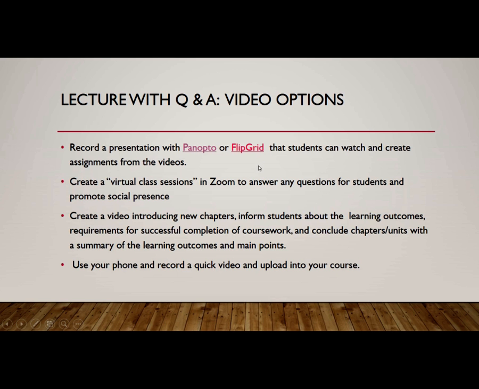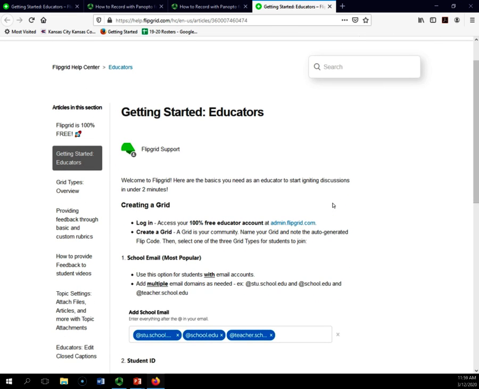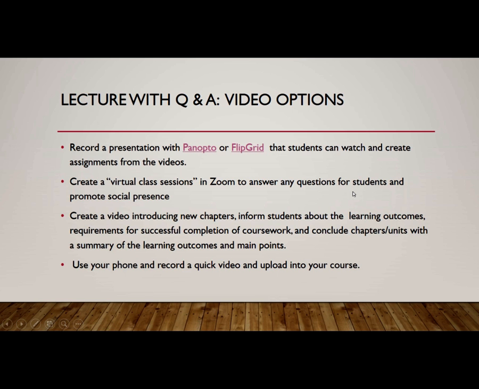A second product that faculty members can use is Flipgrid. The instructions below provide faculty members with instructions on how they can get started on using Flipgrid to create mini lectures, as well as allowing students the opportunity to create videos and interact with the faculty member, similar to the discussions that would take place in a face-to-face class. Students can watch these videos, and they can create assignments from the videos as well.